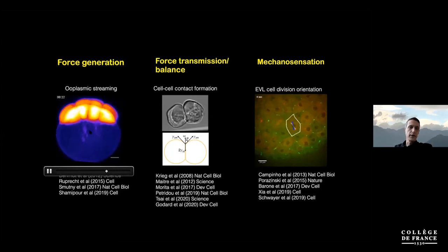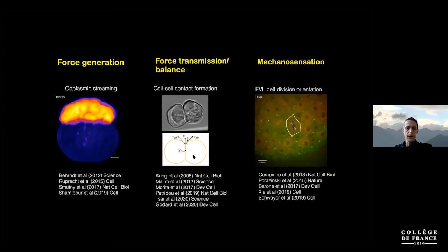And what you can see here is an example where actomyosin flows, which are directed from the vegetal pole up to the animal pole, lead to a complete segregation of ooplasm and yolk granules by taking along the ooplasm more than the yolk granules and thereby triggering a segregation. So this is one example where we have looked at actomyosin flows and force generation. Another area we are quite interested in is force transmission and balance within the embryo.